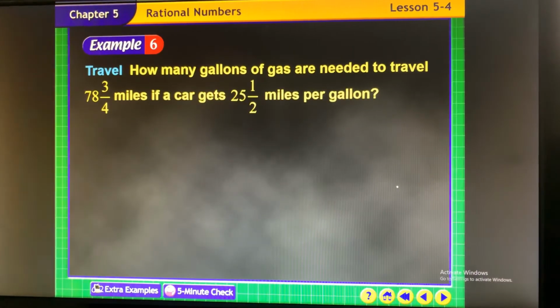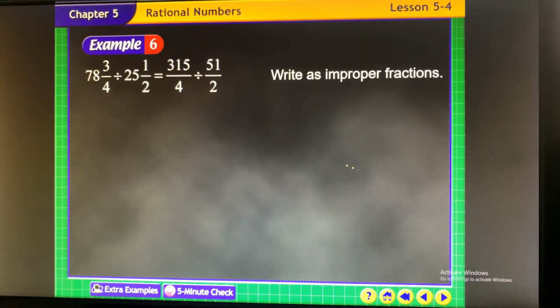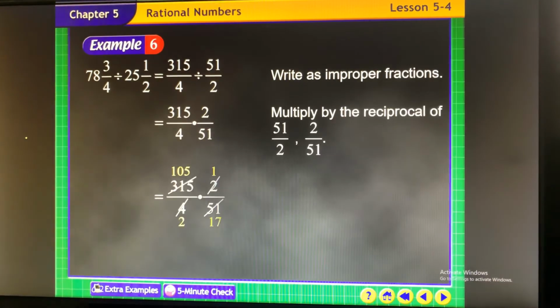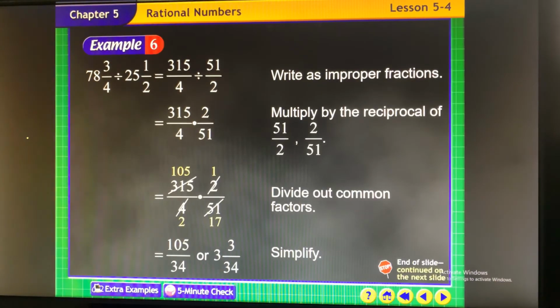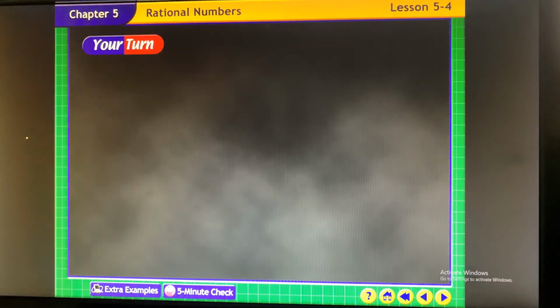How many gallons of gas are needed to travel 78 3/4 mile if a car gets 25 1/2 miles per gallon? So basically, I just need to know how many 25 1/2s are in 78 3/4. Same process, skip, flip, multiply. Just bigger numbers.